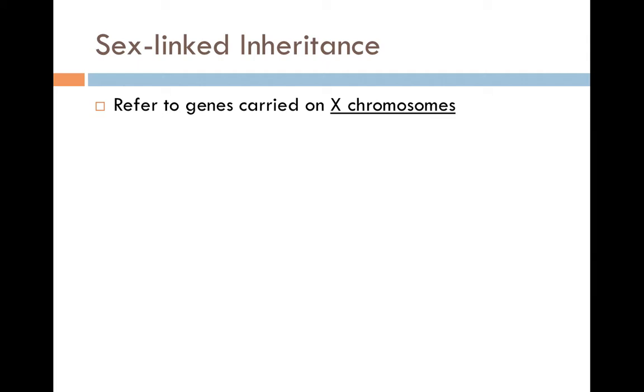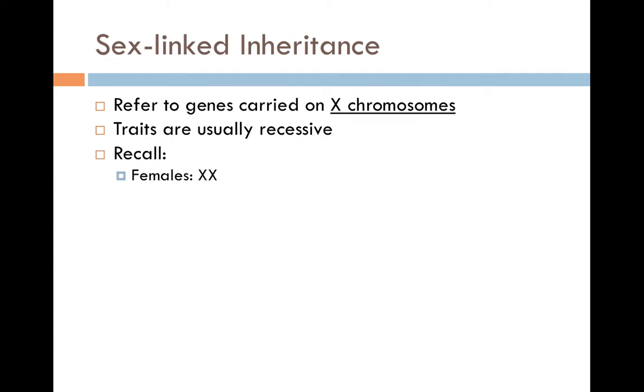So when we say sex-linked, we mean these are genes that are specifically carried on X chromosomes. And if we remember, we have X and Y chromosomes, which determine the gender of the organism. These traits are usually recessive. And remember, to be female in humans, we have two copies of the X chromosome, one from our mom and one from our dad. So we get two alleles for sex-linked traits because we have two copies of the X chromosome, just like every other trait in our bodies.